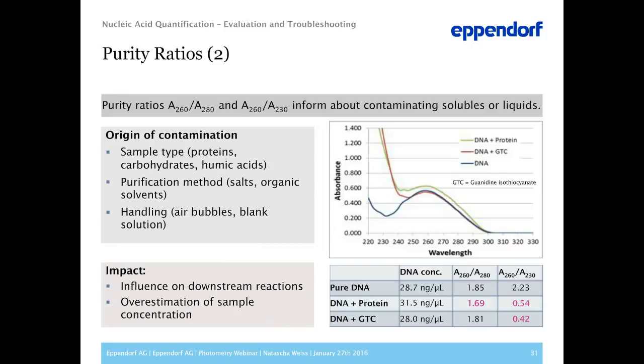Typical contaminants are proteins on the one hand and salts like GTC, which are used for the isolation process. As seen by the DNA spectra and in the table, a typical indicator for protein contamination is a lower ratio 260 to 280, together with a strong reduction of 260 to 230 values. When only 260 to 230 values are low, contaminants like GTC are the cause.